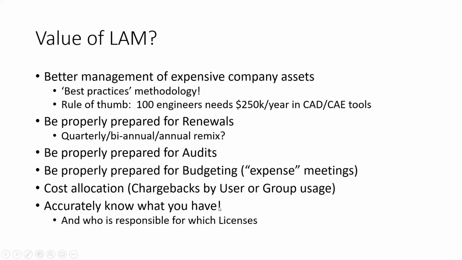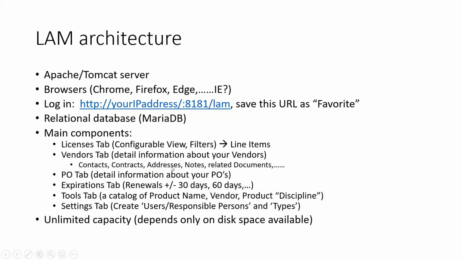Accurately know what you have. That's the big deal. If you're going to manage expensive engineering assets, you need to know what you have. And that's kind of where LAM fits in. It's a good starting point to know what you have and who in your company is responsible for which licenses. You could have 20, 30 different licenses, and different people in your company might be responsible for different vendors or different license types, and you can track all that information in LAM.